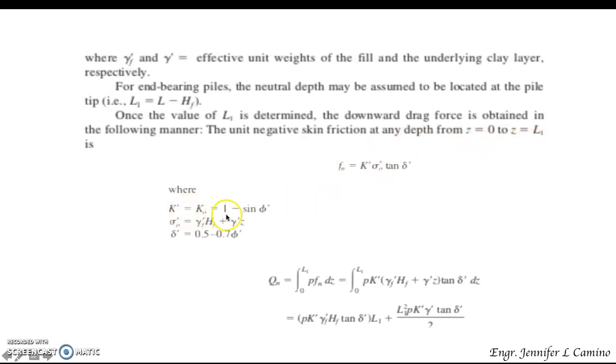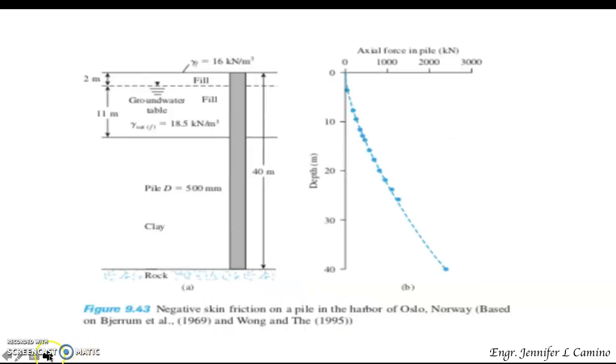Our K prime is 1 minus sine phi prime, the vertical stress is equal to this equation, and small delta prime is 0.5 to 0.7 phi prime. So our total downward drag force is equal to this equation. We have here the illustration for the negative skin friction on a pile in a certain place outside the Philippines, of course.